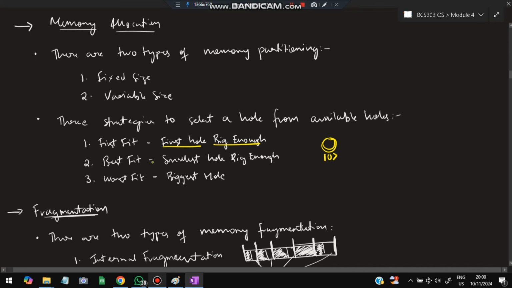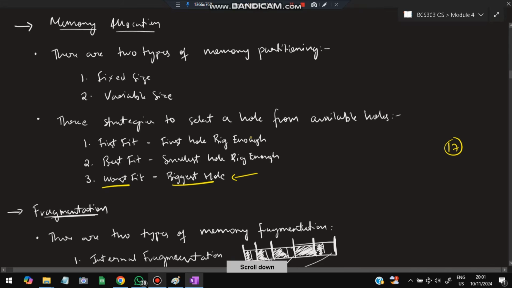Second is best fit, the smallest hole big enough. I'll search the entire available space, and I'll select the hole which is the least required for my purpose. For example, there are three holes present. First is 12, second is 11, and third is 17. If I use first fit, 12 will come, and I'll use 12 because I only need 10. But in best fit, I will search all and choose 11 because it is the least I require, from 10, the least one is 11 rather than 12 or 17, right? So that is the best fit. Worst fit means the biggest hole, so it will select 17. That is the worst scenario. It is not required, it will be a waste of space.